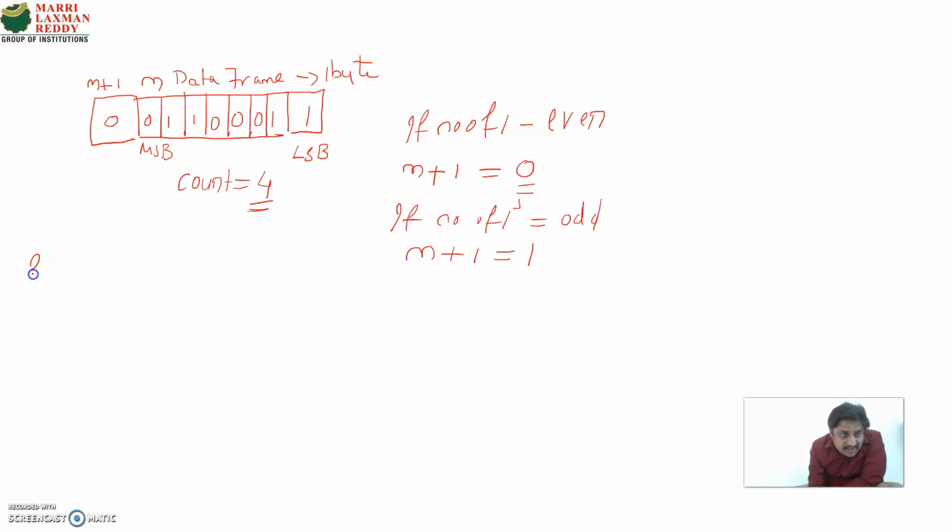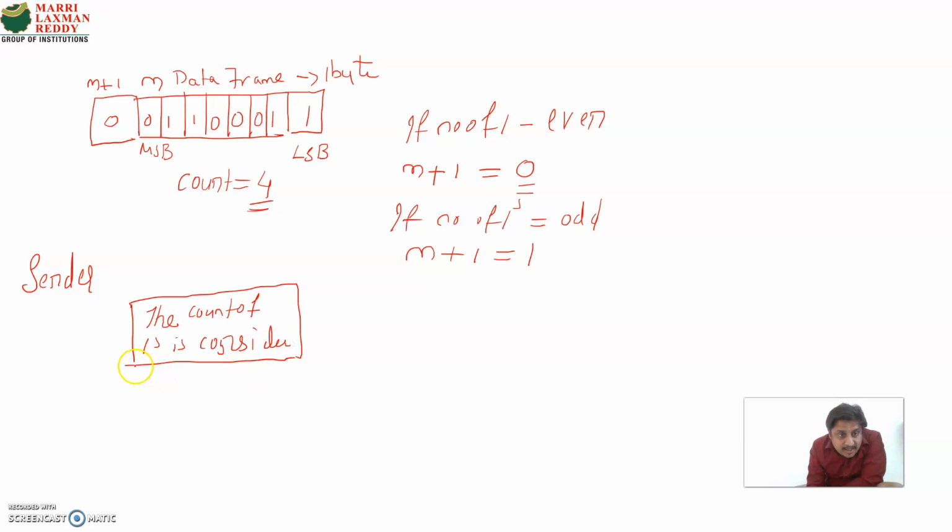Okay. So at the sender end, what will happen? Let me write in the box. At the sender end, the count of ones is considered on the total count. If even, we add M plus 1 equal to 0. Otherwise it will be 1. Right? So this is what happens at the sender end.